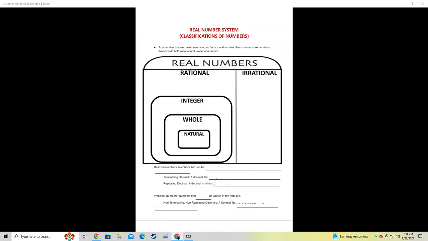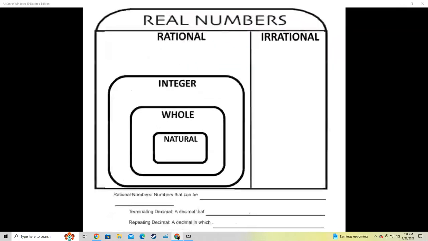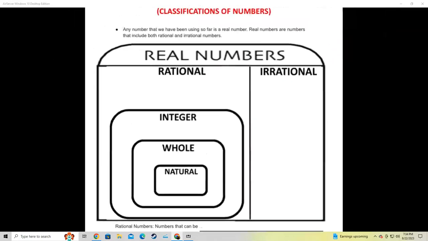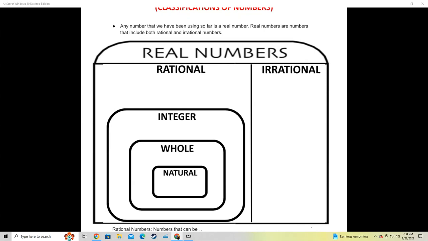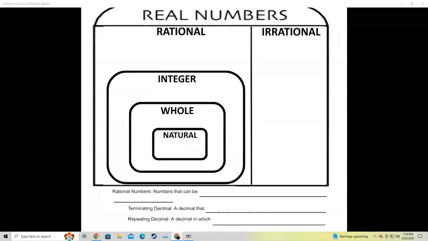Okay, so let's go ahead and start talking about what numbers are. Up until this point, you've probably dealt with numbers that are real. Every single number that you've worked with in middle school and elementary school has been a real number. But those numbers have been other types of numbers as well, which we are going to start defining, so that you can see what each number falls into. It says any number that we have been using so far is a real number. Real numbers are numbers that include both rational and irrational numbers, and we're going to define what that is in a little bit.